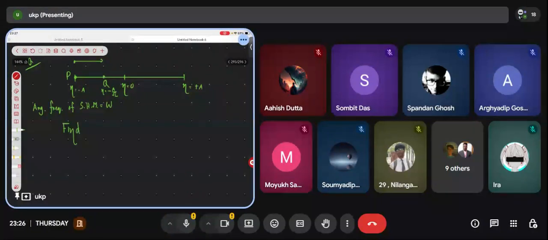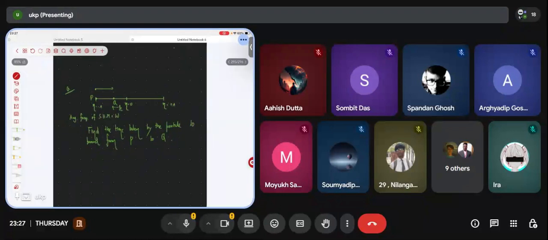Find the time taken by the particle to travel from P to Q. First of all, tell me, have you been able to understand the question? Is the question making any sense? Are you being able to follow the question?